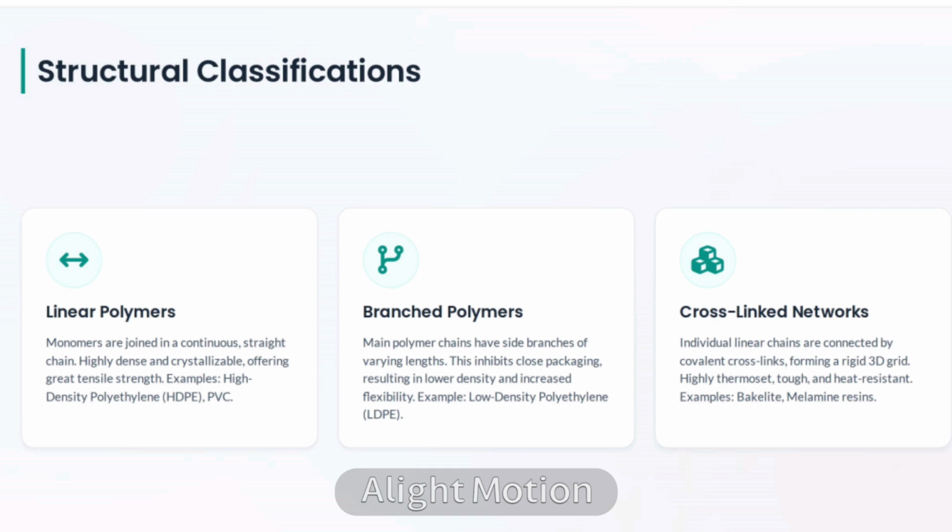Finally, on the right, we have cross-linked network polymers. In this case, individual chains are chemically linked together by covalent bonds to form a robust three-dimensional grid. These are thermosetting plastics. Once they cure, they cannot be melted or reshaped because the crosslinks hold them permanently in place. Materials like Bakelite or vulcanized rubber are classic examples.